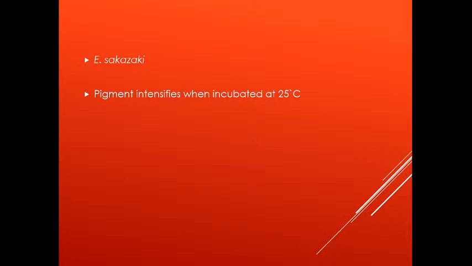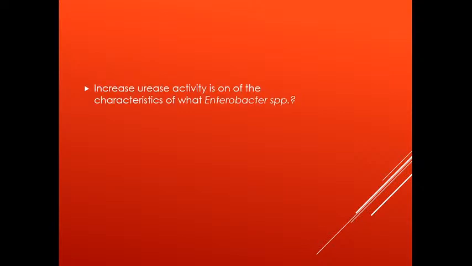A key notable feature of this one, traditionally, is that it's one of the members that would intensify its pigment producing abilities when incubated at 25 degrees Celsius. Now, increased urease activity is one of the characteristics of what Enterobacter species? It's actually Gergoviae, okay? Enterobacter gergoviae, increased urease activity. So it's fast acting when it comes to urease production.